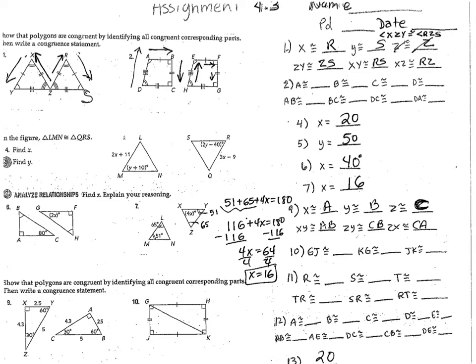Questions about how to set it up? You just go by the tick marks. And on the quiz, it's going to be the same thing. Just go with the tick marks, and that's how you can determine which is which. Number 4, X is 20, 5 is 50, 6 is 40, and 7 is 16. You have some of those on the quiz. Any questions?